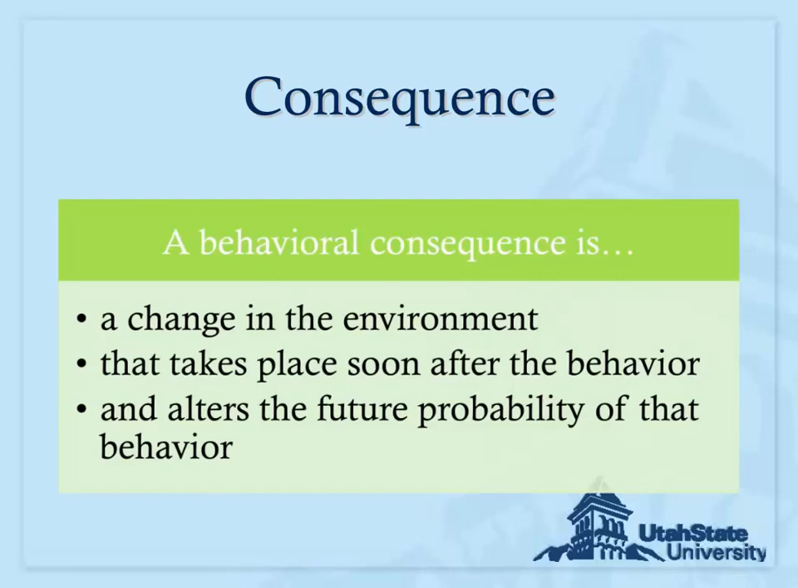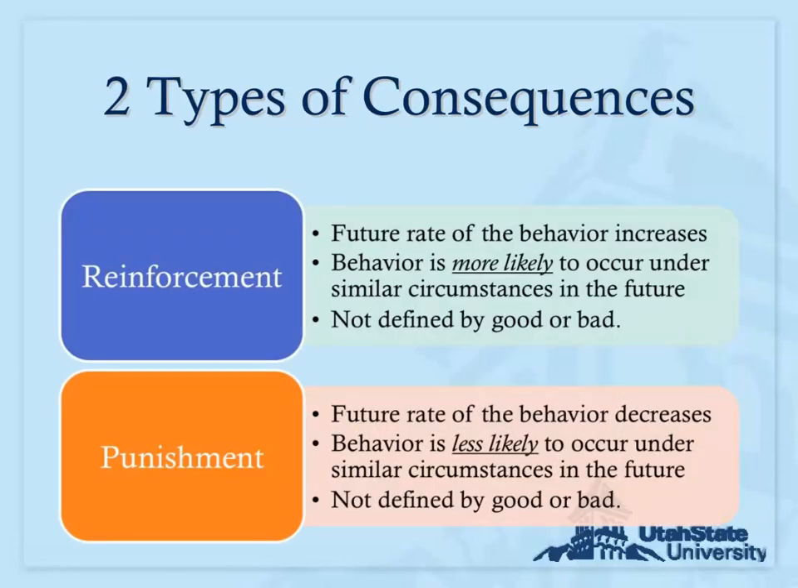A consequence is a change in the environment that takes place soon after the behavior occurs and alters the future probability of that behavior. Generally speaking, there are two types of consequences: reinforcement and punishment. Reinforcement occurs when the future probability of that behavior increases or remains the same. Punishment is the opposite, in that when that occurs, the future frequency of behavior is less likely to occur.